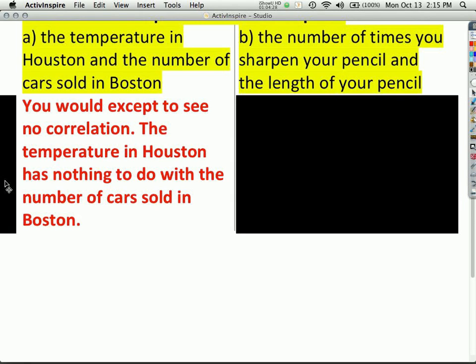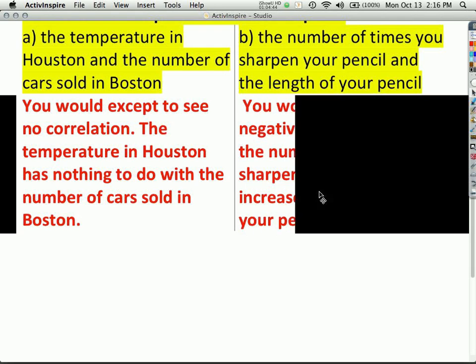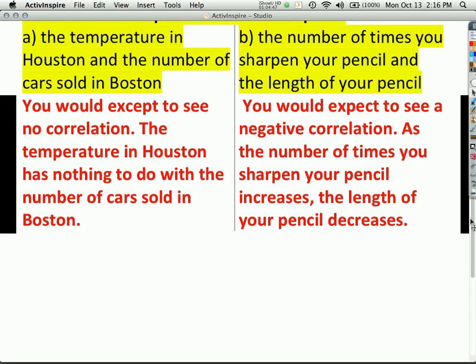Part B. What did you put? Give me a thumbs up if you put positive. Thumbs up if you put negative correlation. Thumbs up if you put no correlation. So this was a tough one. You had to think about it, but this is a negative correlation because the more times you sharpen the pencil, what happens to the pencil? Kianis? The length decreases. It gets shorter and shorter. So the number of times increases, but the length gets shorter and shorter. So that is called a negative correlation. Any questions?